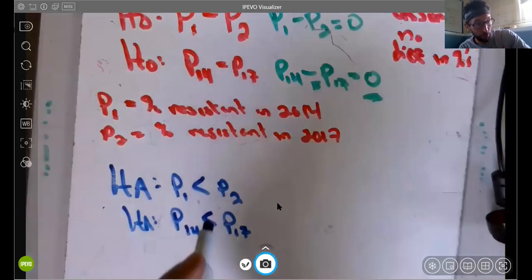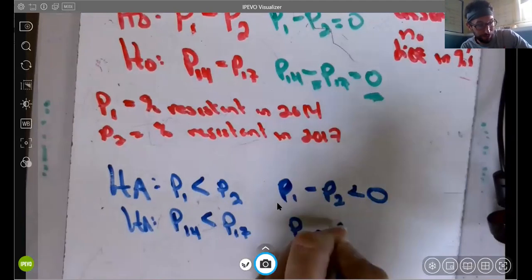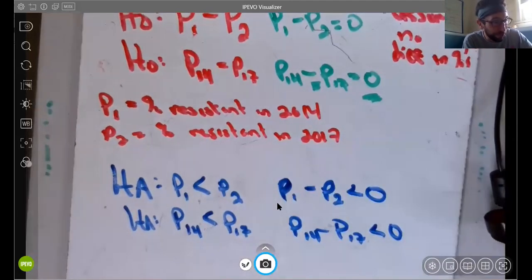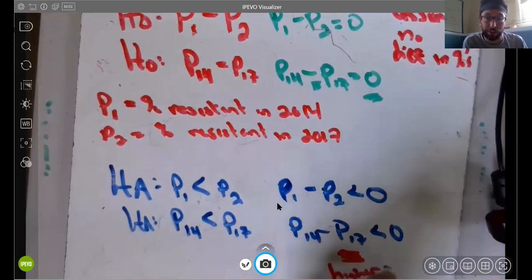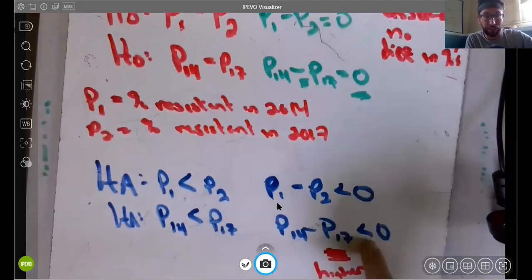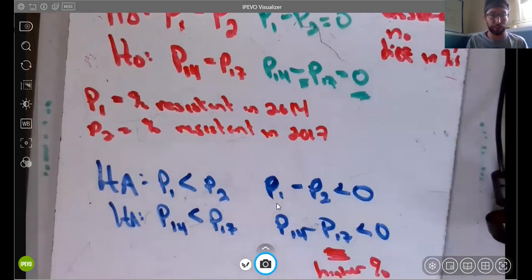Or we could say P1 minus P2 is less than 0, or P14 minus P17 is less than 0. The reason this is less than is if there's a higher percent in 2017 that are resistant, a smaller number minus a higher number is going to give us a negative difference. There's our null and our alternative written in a few ways.